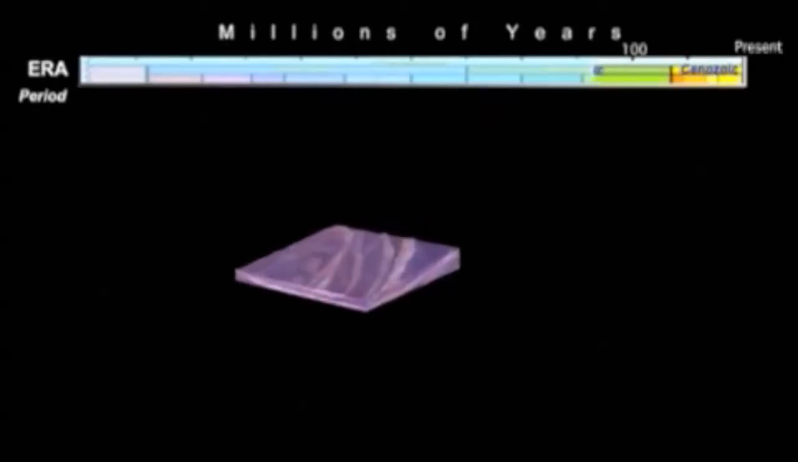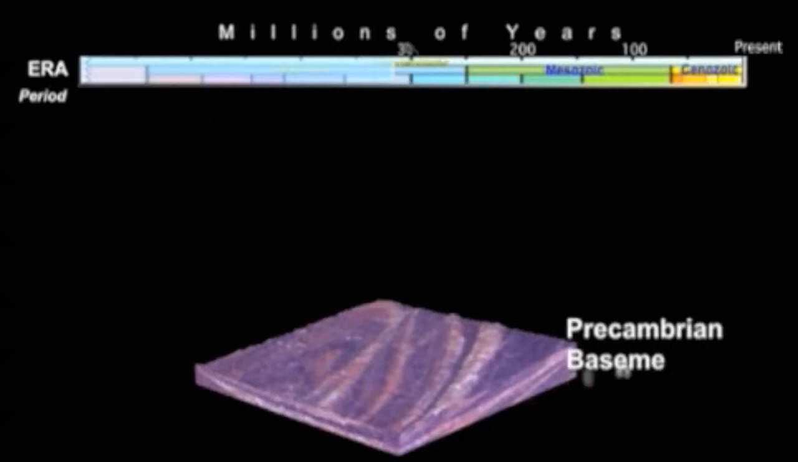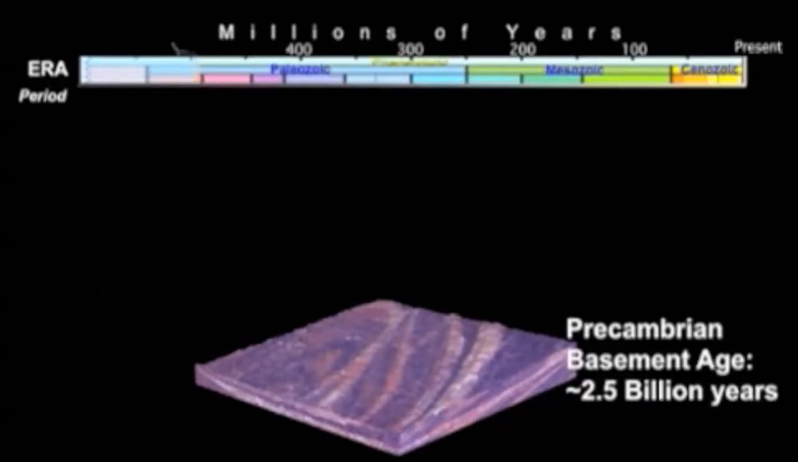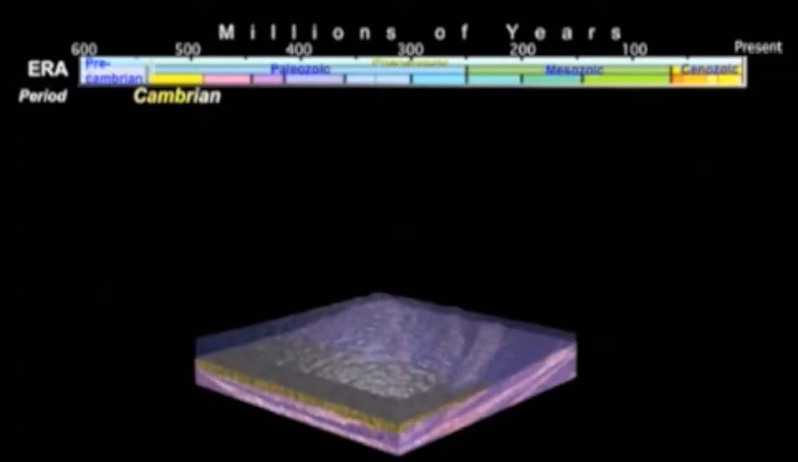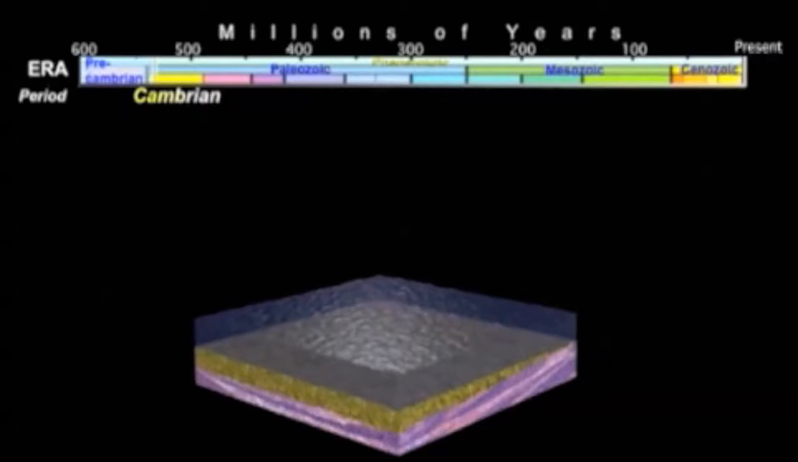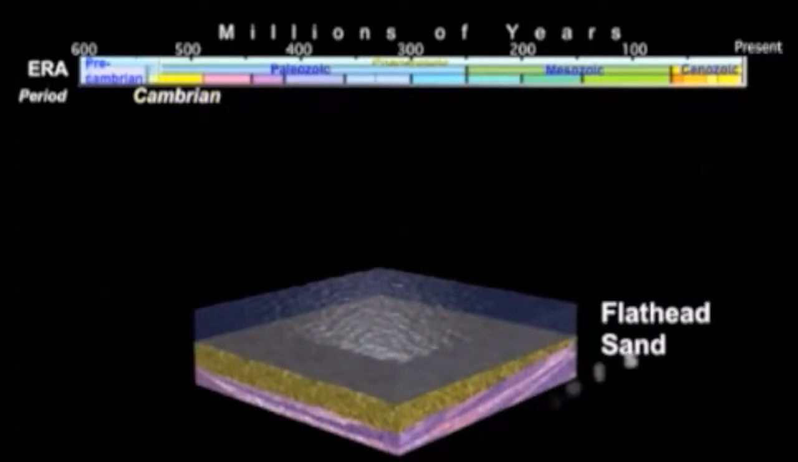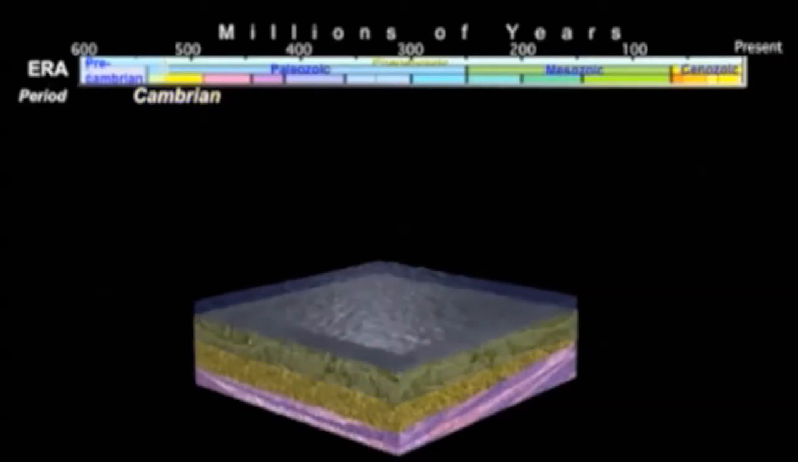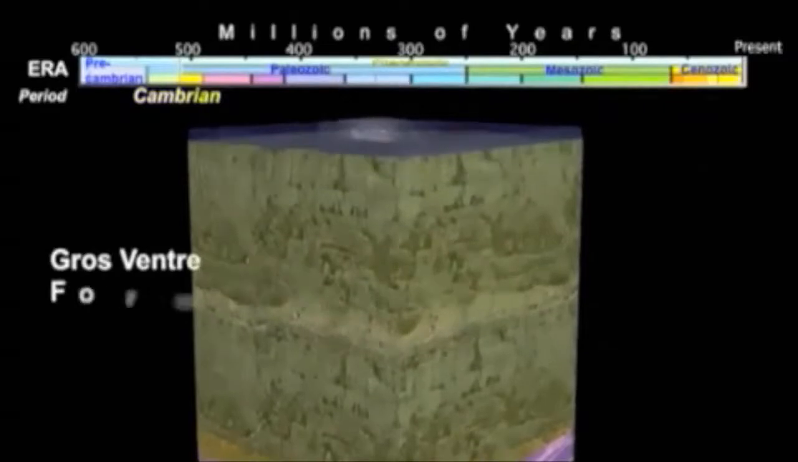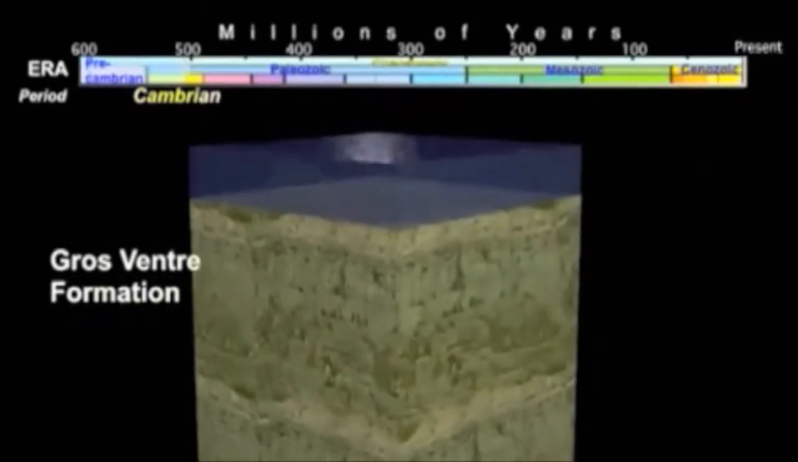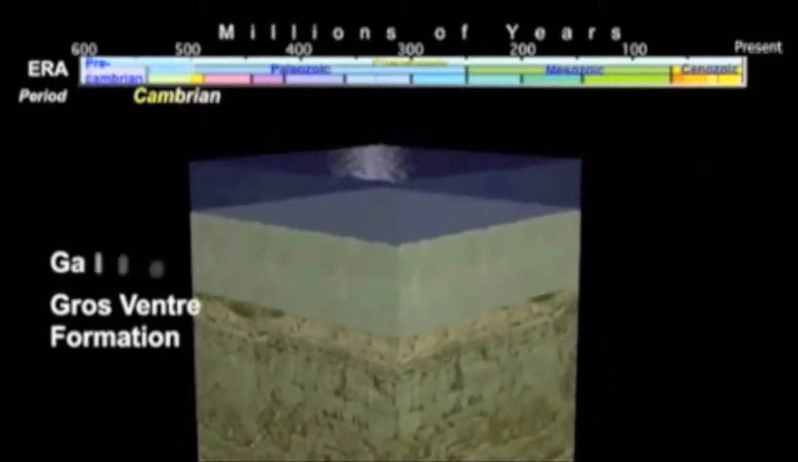Bighorn Canyon began as a vast granitic plain, made up of rock over 2.5 billion years old. During the Paleozoic Cambrian period, about 500 million years ago, the sea invaded, depositing the Flathead sandstone. As yet, erosion in the canyon has not exposed this layer. Later in the Cambrian were deposited the Gros Ventre and the Gallatin limestone formations.